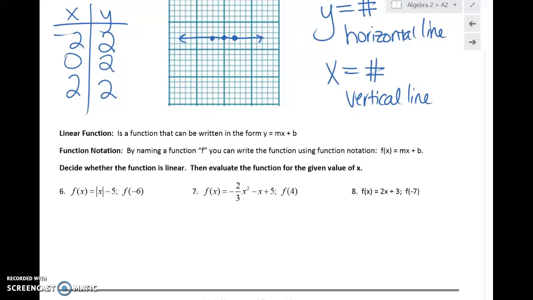Some functions are specifically linear functions. Linear functions can be written in the form y equals mx plus b. M would be a number, b would be a number. So the important thing with linear functions is that it's plain old ordinary x. No squares, no cubes, no square roots, no 2 divided by x.